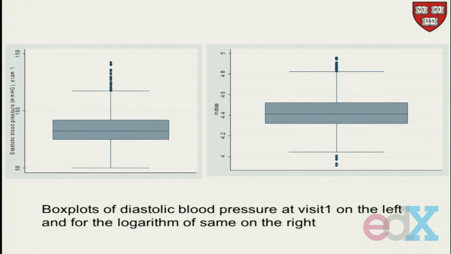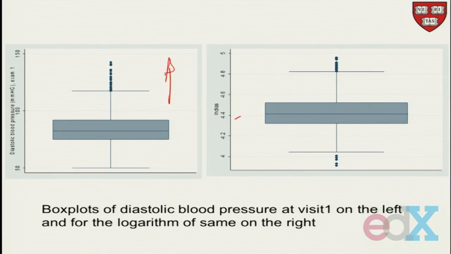Here we go. Here's another one. Here, what I tried to do is show you, remember last time we looked at the diastolic blood pressure and we said, oh, look, there's a bit of a right tail here. And then we take the logarithm. Well, here's the box plot for the logarithm.